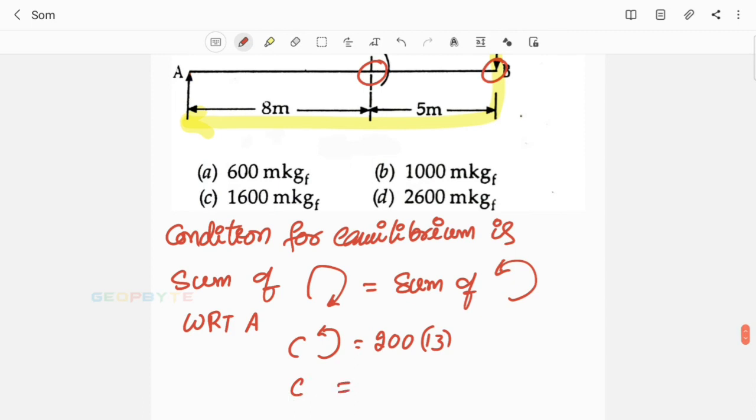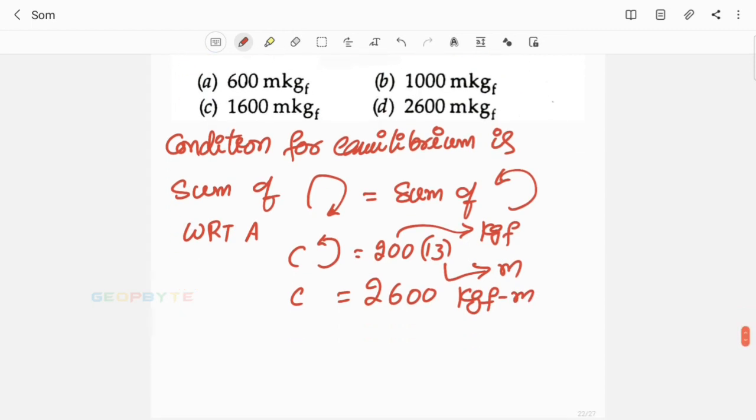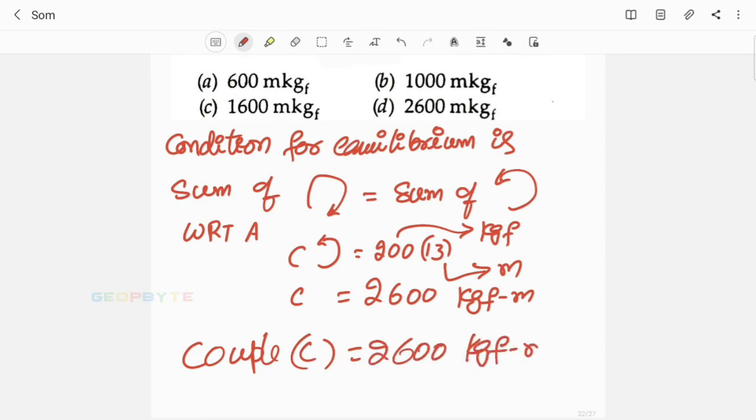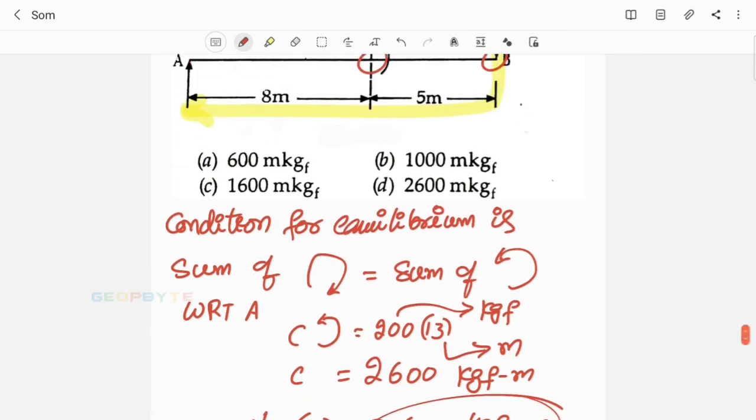Couple C equal to 2600. Here the load is kg force and the distance is meter. Unit is kg force meter. Therefore couple C equal to 2600 kg force meter. That is the answer. Therefore the option D is absolutely correct.